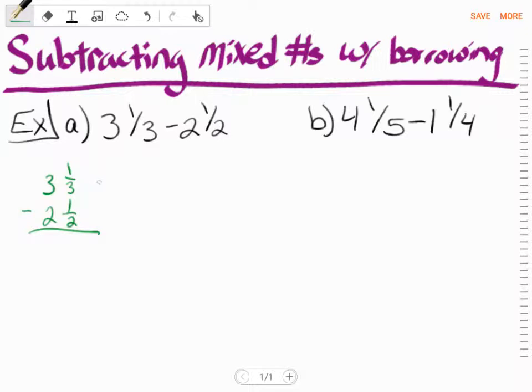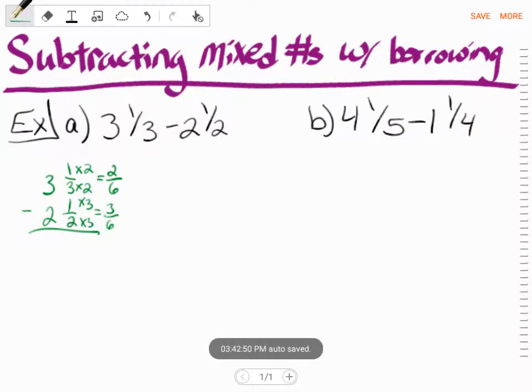In order to do that, I've got to multiply this one, top and bottom, by 2. My new numerator is 1 times 2 gives me 2, and 3 times 2 gives me 6. So that would be my new fraction there. Here, in order to get my denominator to be 6, I've got to multiply top and bottom by 3. 2 times 3 gives me 6, that's what I wanted, and 1 times 3 gives me 3. So these are my new fractions that I'm going to be subtracting.